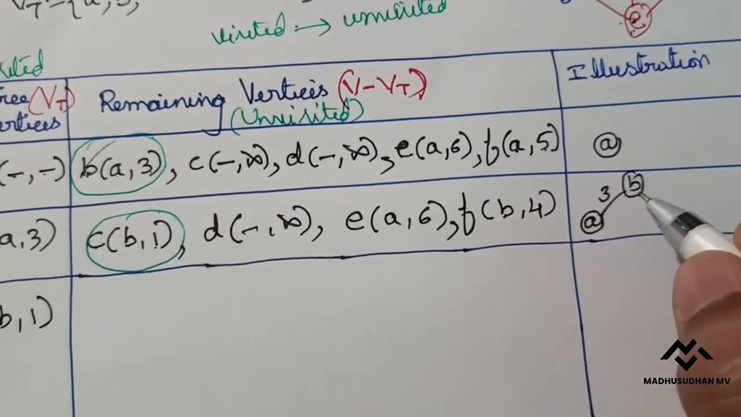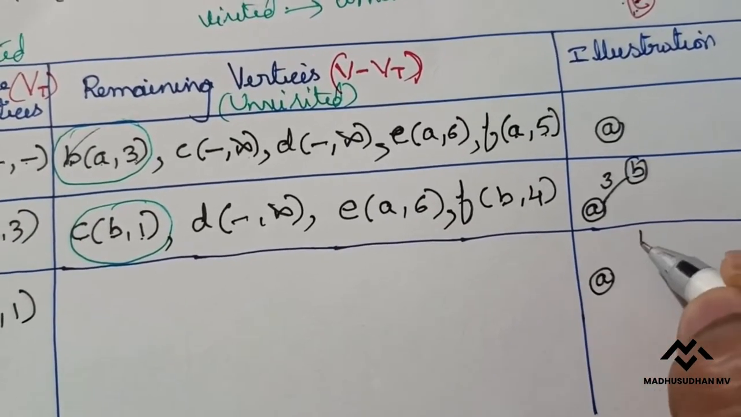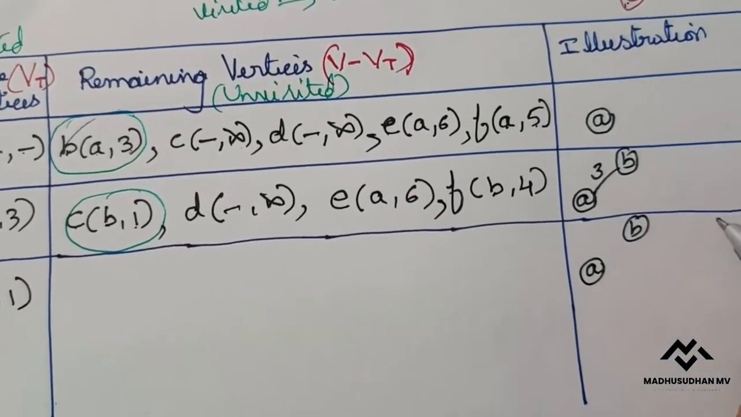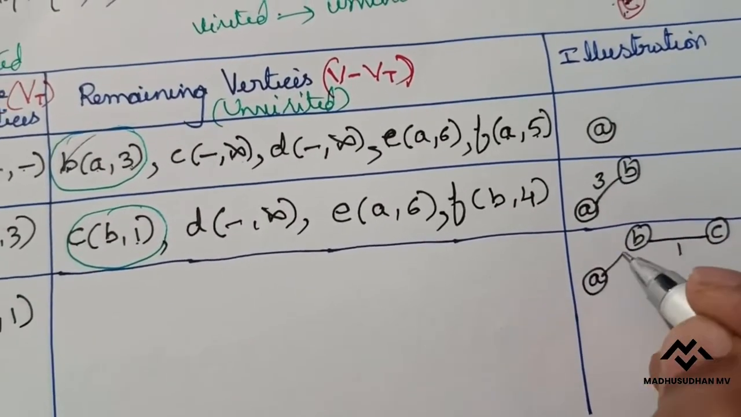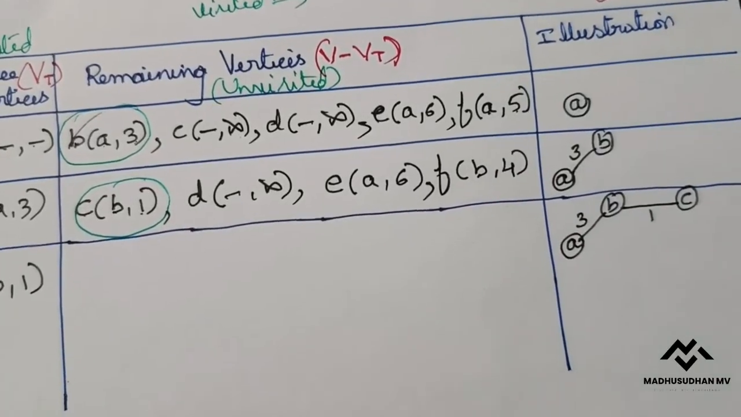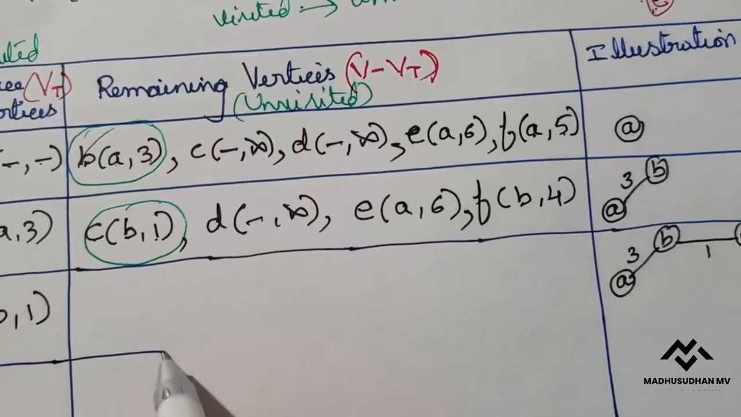Now to this partially constructed spanning tree, I am including one more vertex, that is C. C I am reaching from where? From B. See, this is 1, this is 3. So this is my partially constructed spanning tree as of now.